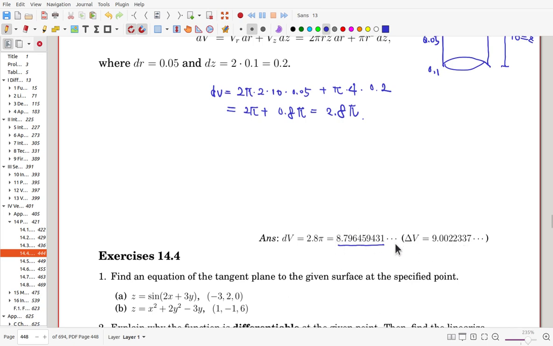But anyway, this one is approximating well the real change. Okay, that's the end of the section. Thank you.